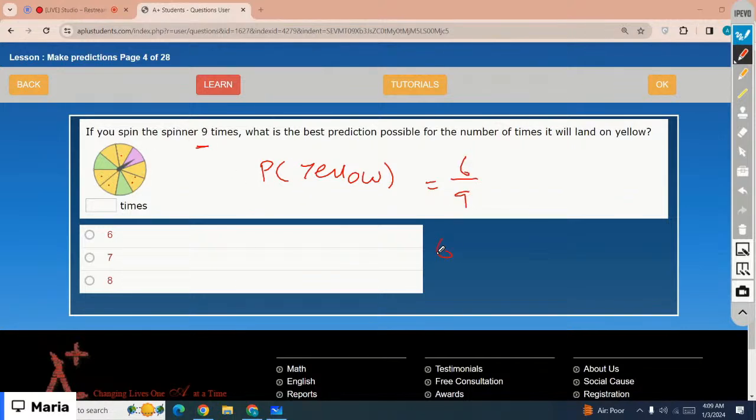You spin the spinner 9 times, so 6 by 9 times 9. 9 and 9 cancel out and you are left with 6. That means the correct option is 6.